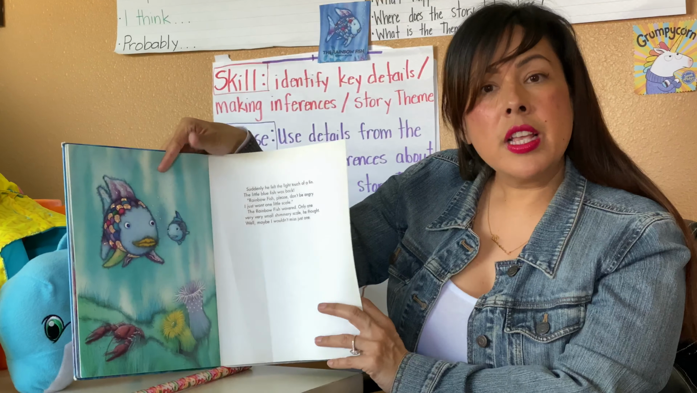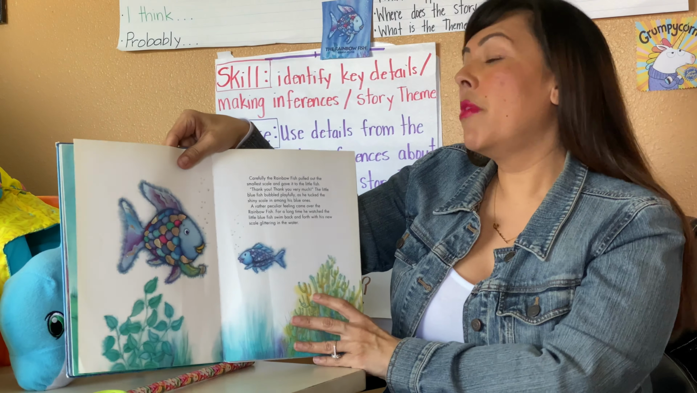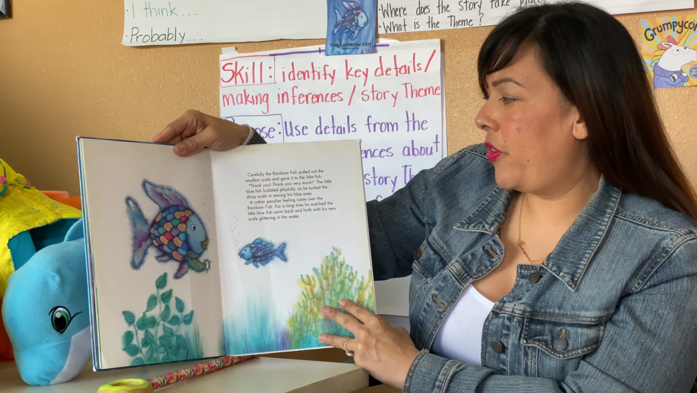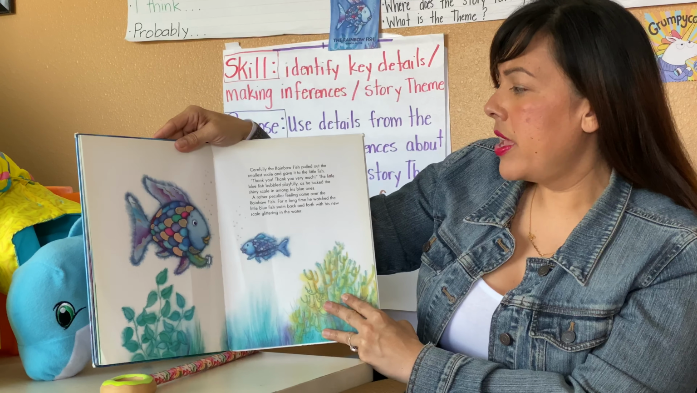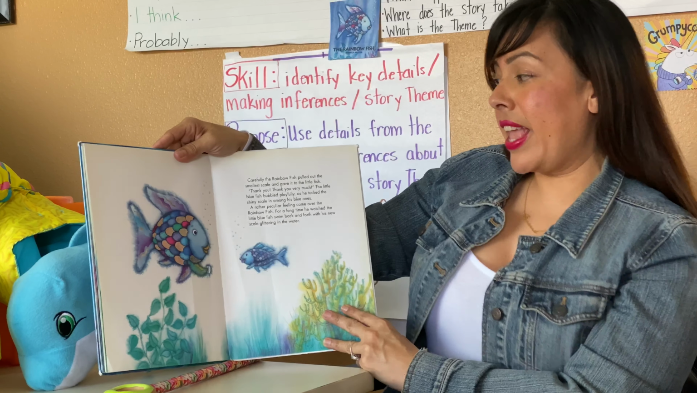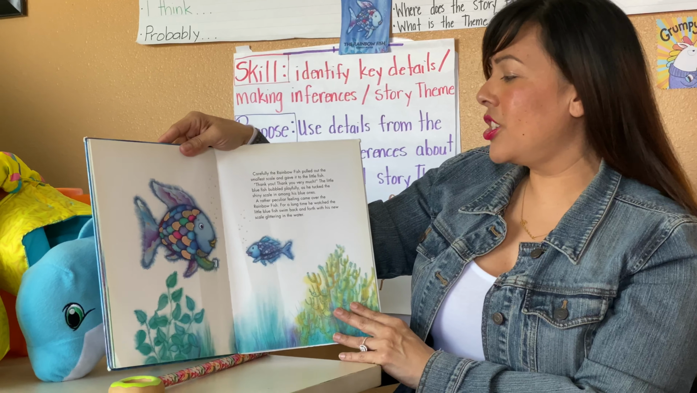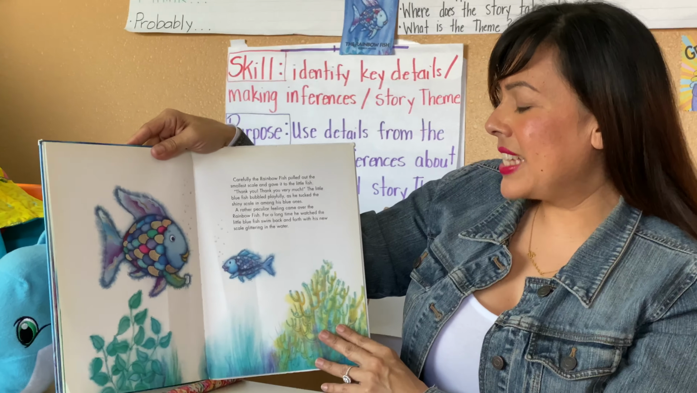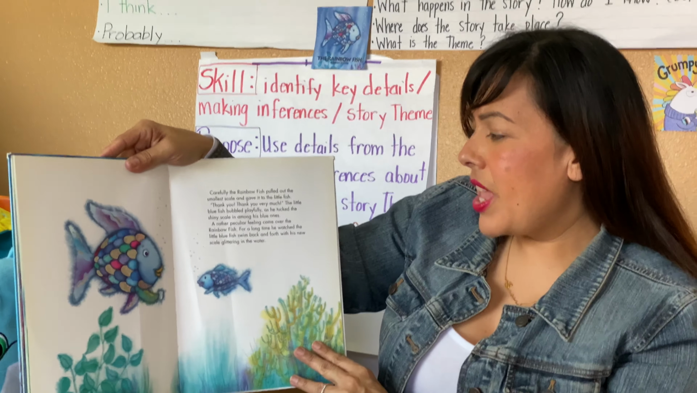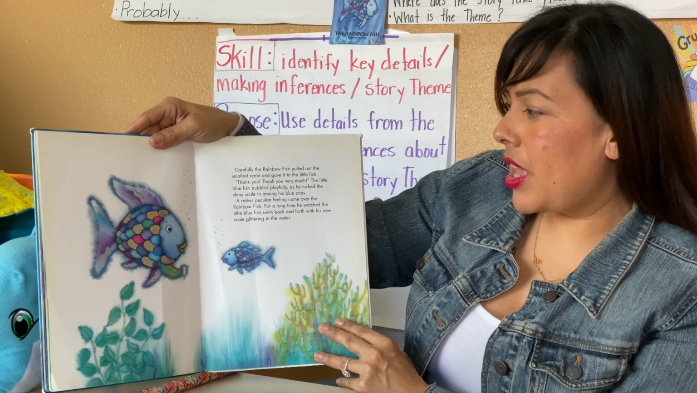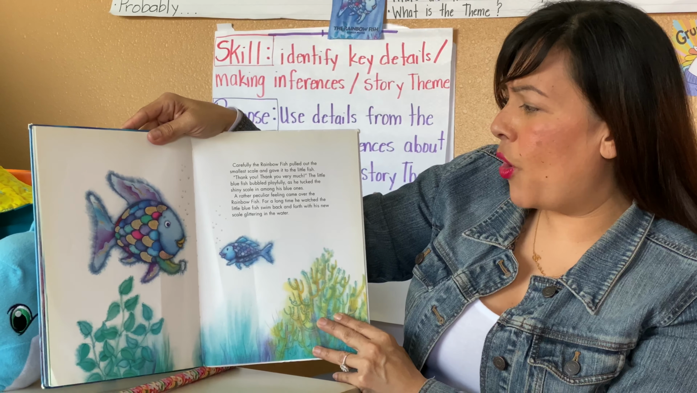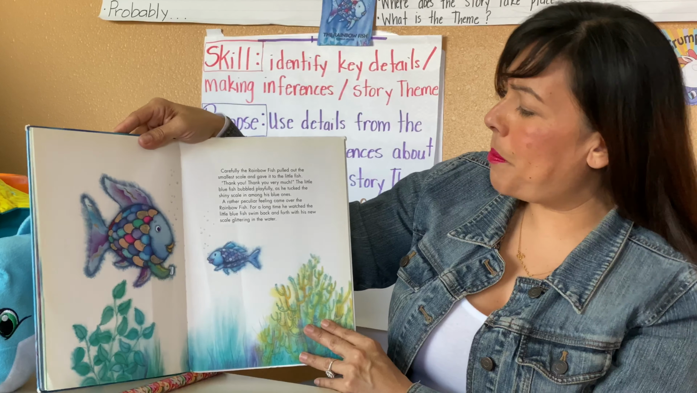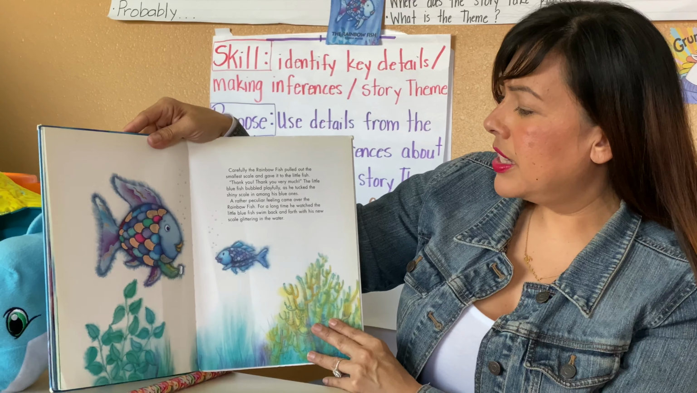So now he's actually thinking, you know what? Maybe I won't miss one scale. Maybe it's okay. Carefully, the rainbow fish pulled out the smallest scale and gave it to the little fish. Thank you very much. The little fish bubbled playfully as he tucked the shiny scale in among his blue ones. A rather peculiar feeling came over the rainbow fish. For a long time, he watched the little blue fish swim back and forth with his new scale, glittering in the water.